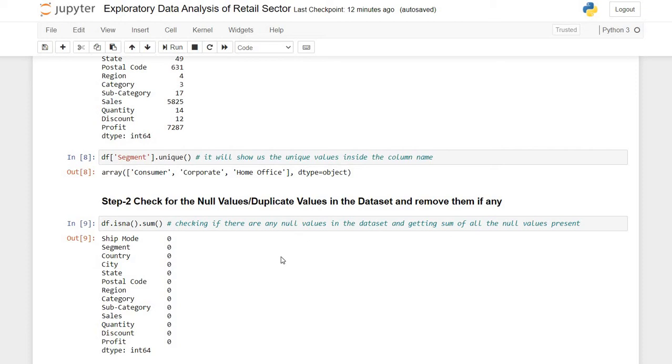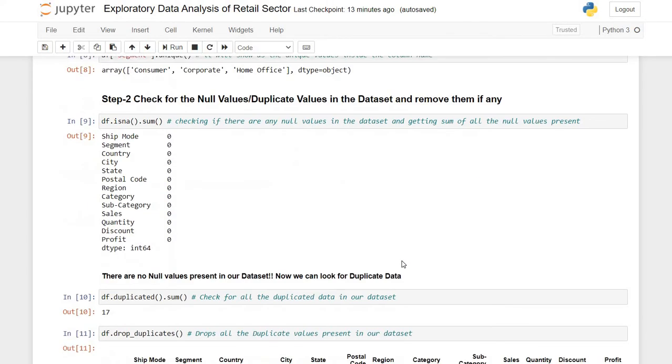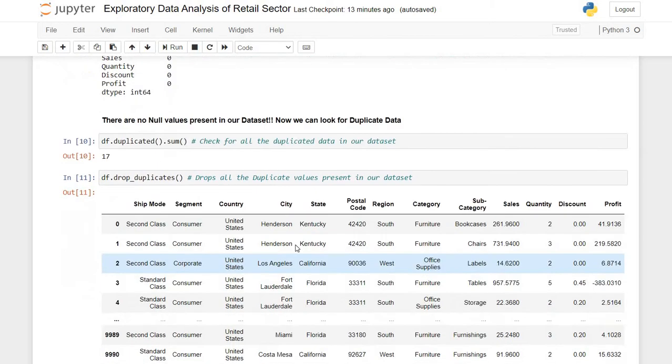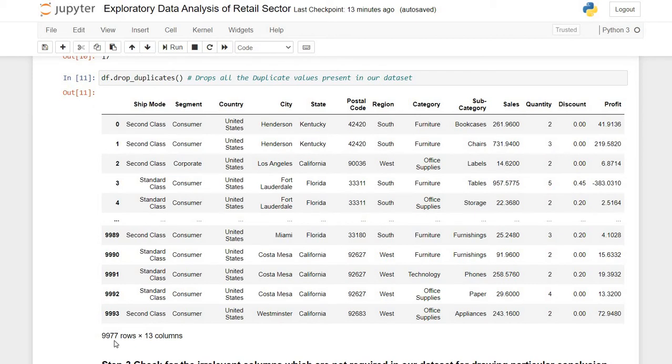Another step involved is to check for null values or duplicate values in the dataset and remove them if there are any. We check first using .isna and sum it, and we get the total of null values present in our dataset. Luckily, there are no null values. Now we look for duplicate data using df.duplicated.sum. There are around 17 duplicated values present, so we drop the duplicates because they would make our data redundant. After dropping, out of 9994 rows, we now have 9977 rows remaining.